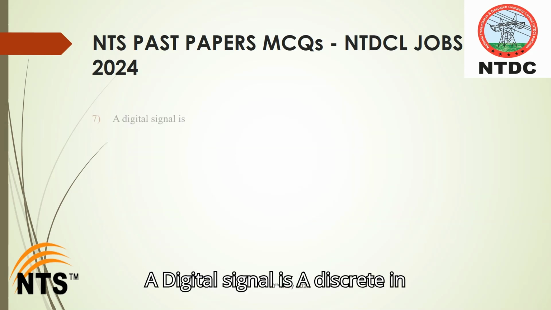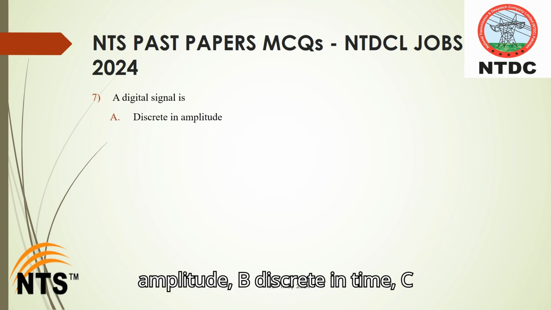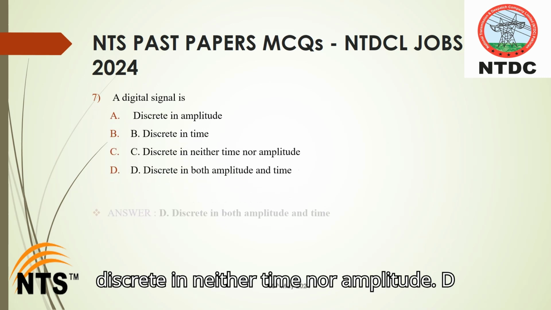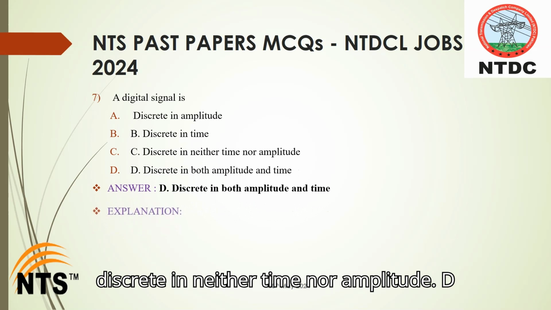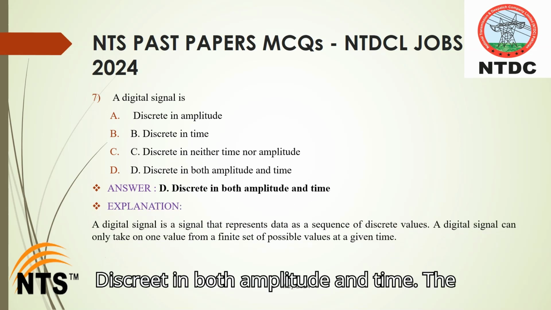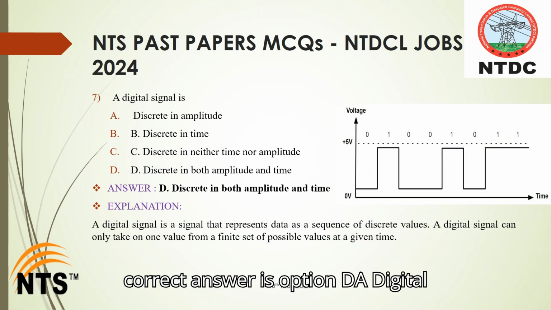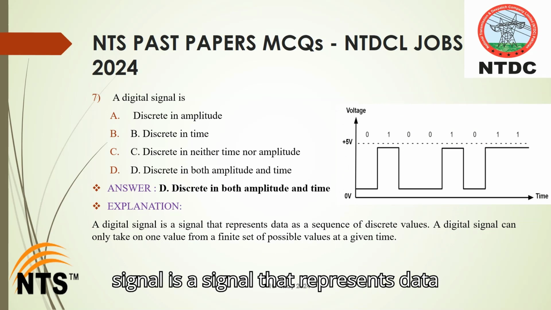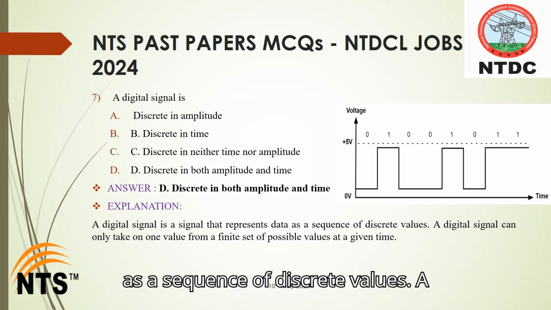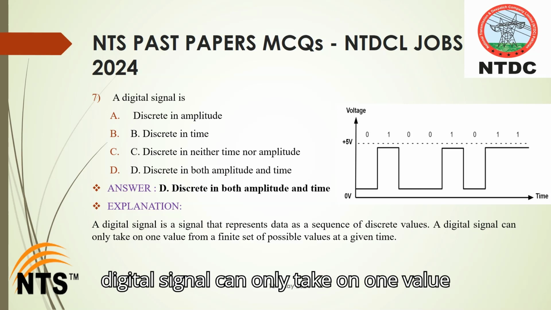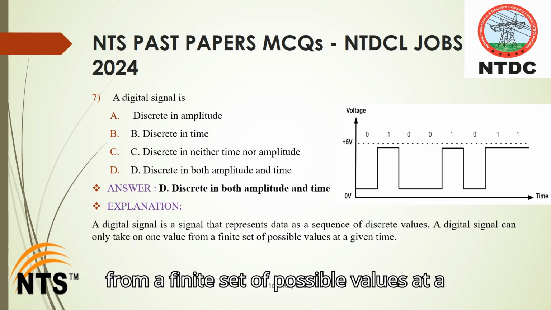A digital signal is: A. Discrete in amplitude, B. Discrete in time, C. Discrete in neither time nor amplitude, D. Discrete in both amplitude and time. The correct answer is option D. A digital signal is a signal that represents data as a sequence of discrete values. A digital signal can only take on one value from a finite set of possible values at a given time.